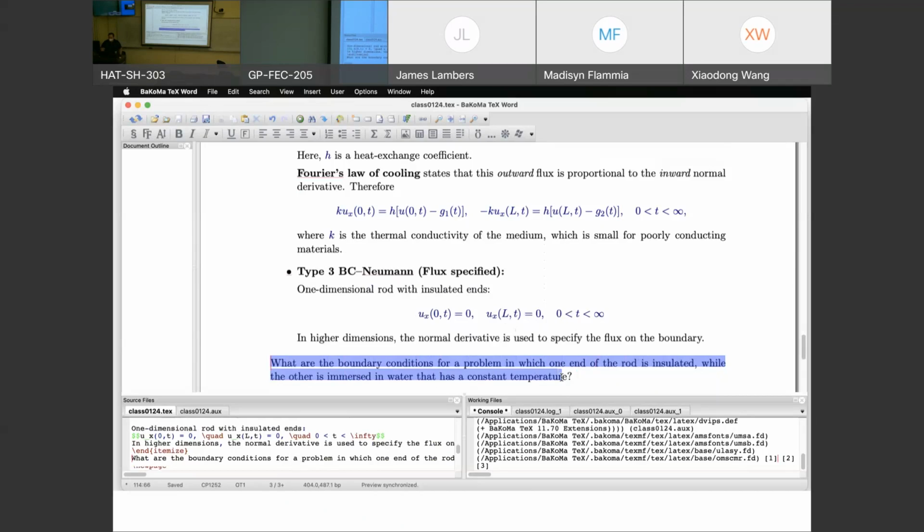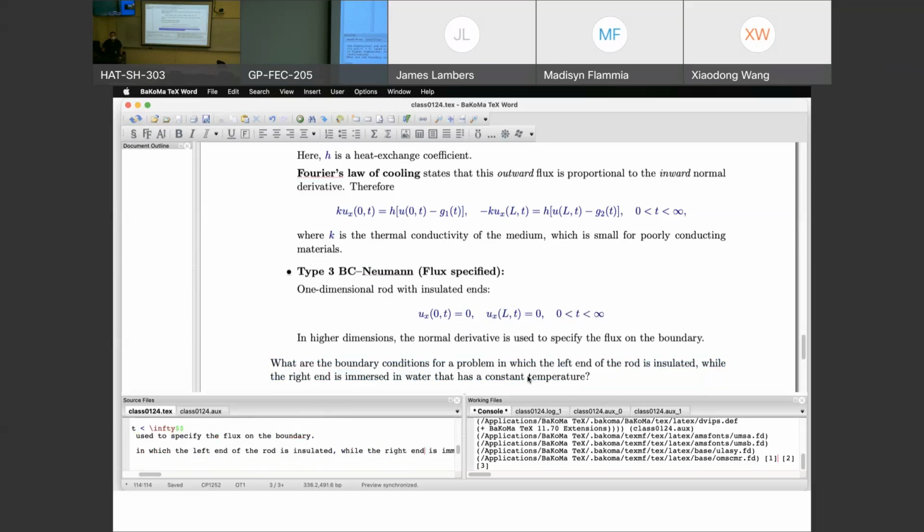So let's assume, I'll just make this more practical, the left end of the rod is insulated, while the right end is immersed in water at constant temperature. What types of boundary conditions are called for at the boundaries in this case? Left is Neumann. Yes, the left is Neumann. Right is Robin, since it's immersed in water at a constant temperature.